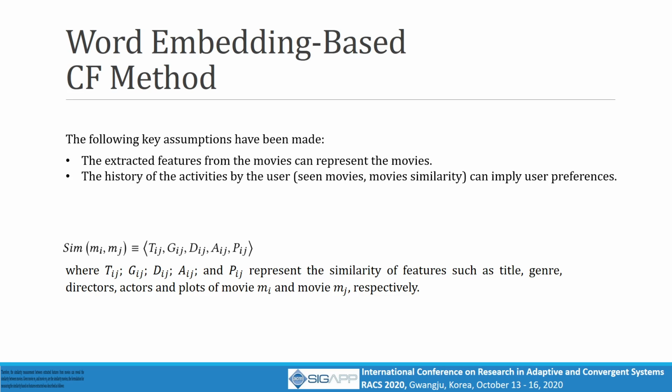Sim(Mi, Mj) equals a set of features Tij, Gij, Dij, Aij, and Pij, which represent the similarity of features such as title, genre, director, actor, and plot of the movie Mi and movie Mj, respectively.